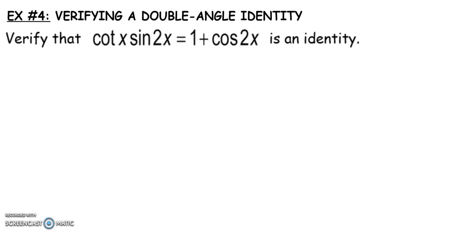Let's go ahead and in the same one, do example number 4. Example number 4 is just verifying that this is an identity. Verify that cotangent x sine 2x equals 1 plus cosine 2x is an identity. Alrighty, so working with identities, I'm going to make all my cotangents, tangents, cosecants, and secants into sines and cosines. So I know the cotangent of x is cosine x over sine x times the sine of 2x, and it's going to equal this side.